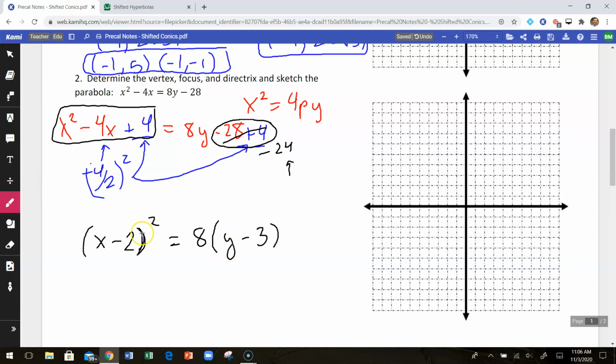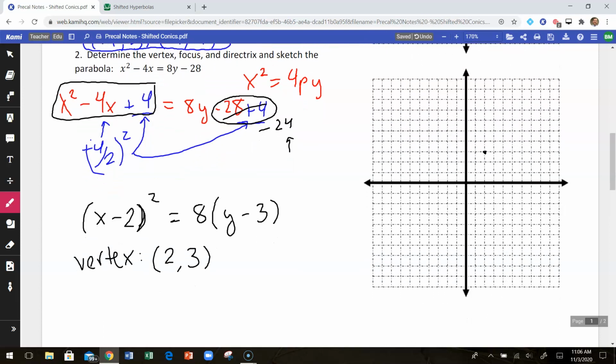Now our equation is actually in the form that we want. What we're going to see from this is the transformation that has occurred to both x and y. So the vertex of our parabola is no longer at 0, 0. Applying the transformations, it is at 2, 3. So if I go to 2, 3 and plot that point, that's going to be the vertex of our parabola.